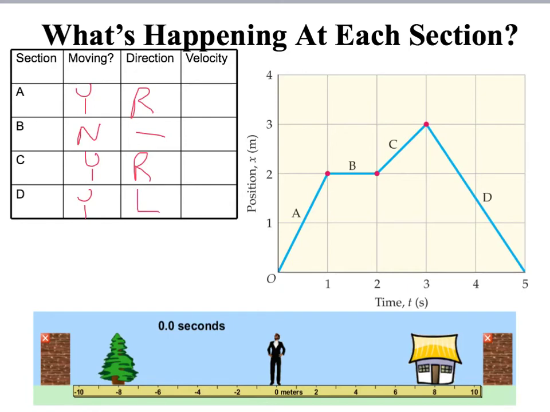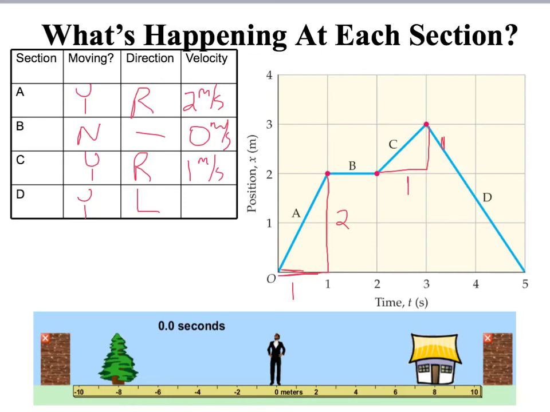Now remember, the slope is the velocity, so that's how we figure out the velocity of each section. The rise over the run. And you remember that we can draw a triangle. So in this case, the rise is 2 meters, and the run is 1 second. Rise over run is 2 meters per second. During section B, the velocity is 0 because Abe is at rest. During C, if we draw our triangle, the rise is 1 meter and the run is 1 second, which gives us the velocity of 1 meter per second.